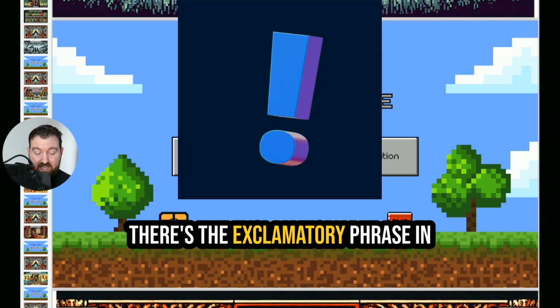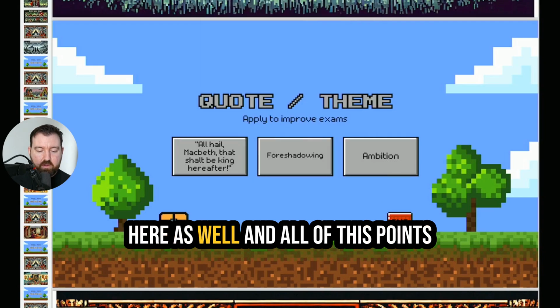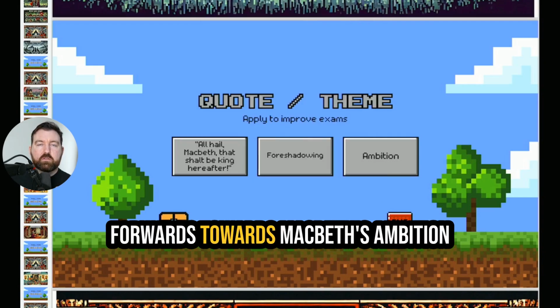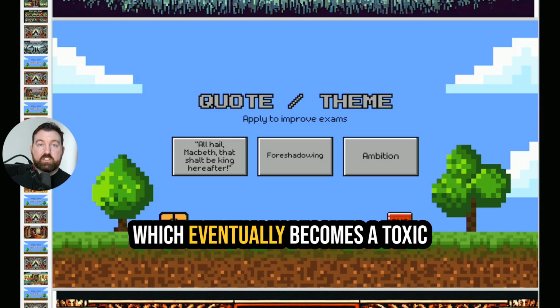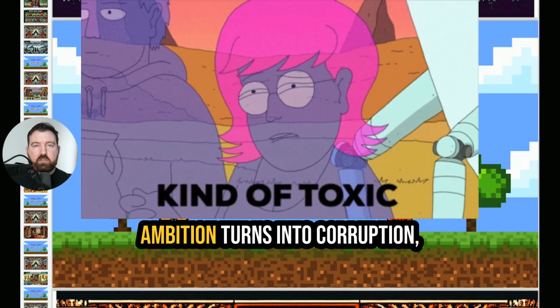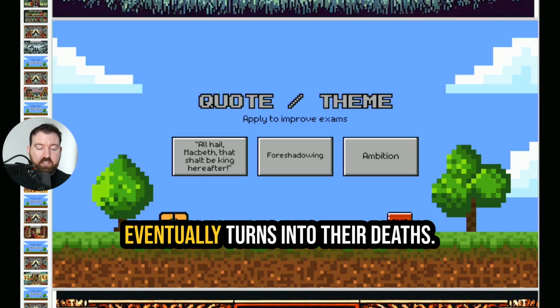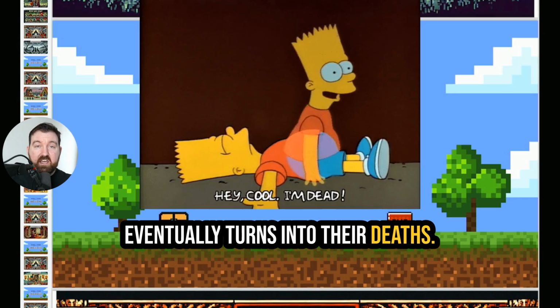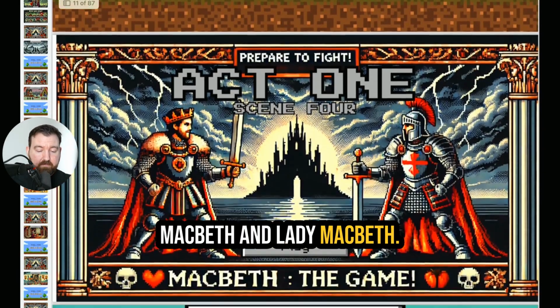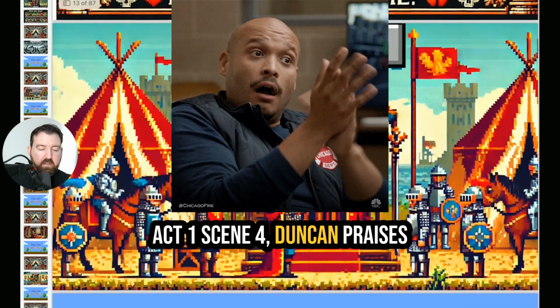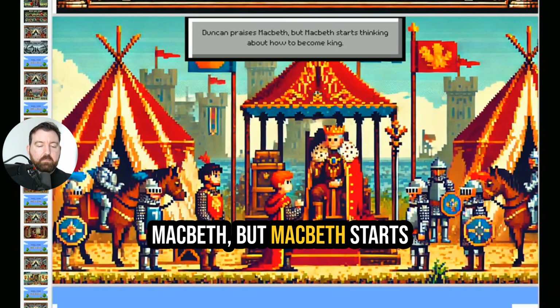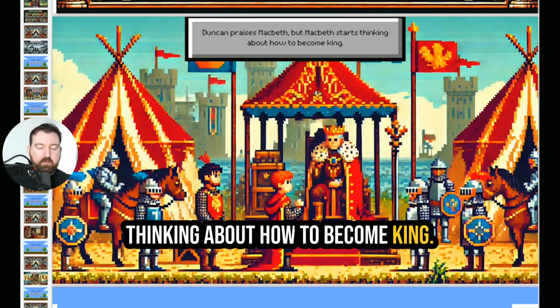There's the exclamatory phrase in here as well. And all of this points forwards towards Macbeth's ambition, which eventually becomes a toxic ambition, turns into corruption, turns into the fall arc, and eventually turns into their deaths, Macbeth and Lady Macbeth. Act 1, Scene 4. Duncan praises Macbeth, but Macbeth starts thinking about how to become king.